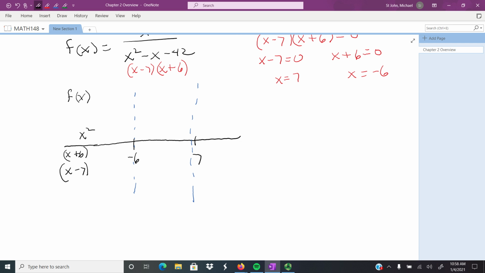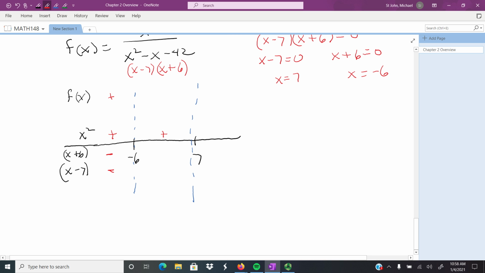So if x is less than -6, well, x squared will be positive, because it's squaring, so it's always going to be positive. This number will be negative, and x minus 7 will be negative. So a negative times a negative is a positive, and a positive divided by a positive is a positive.